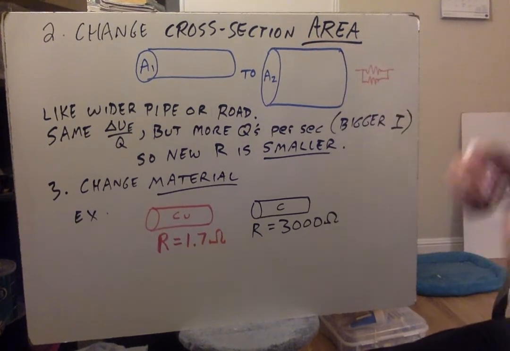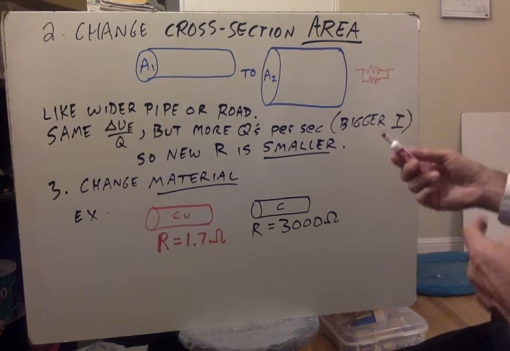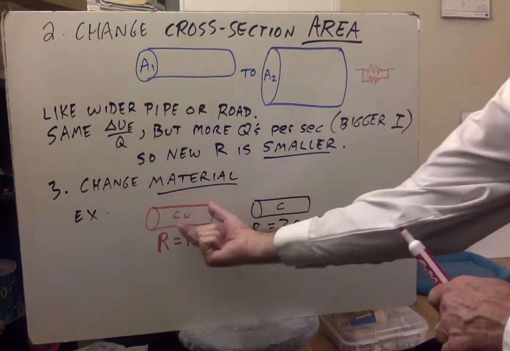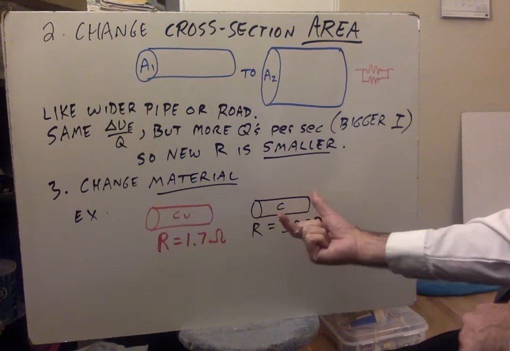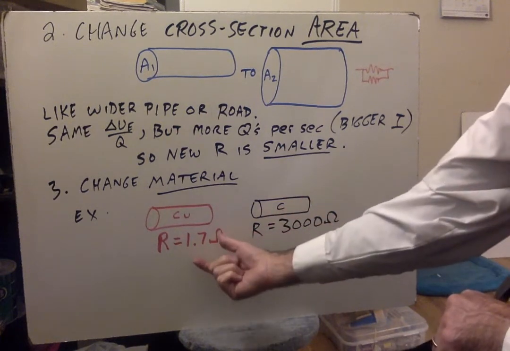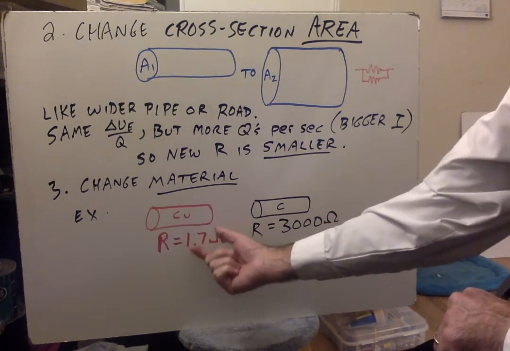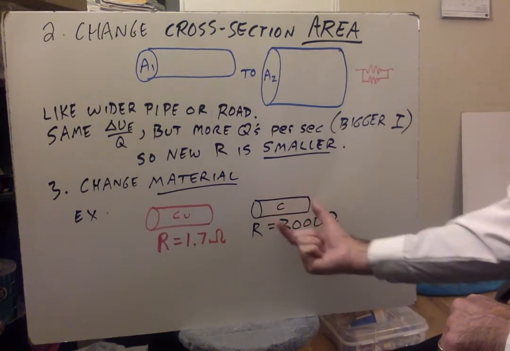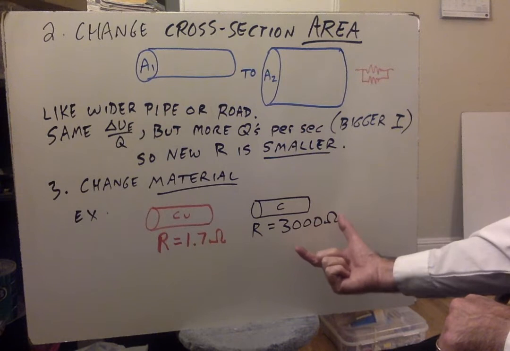Then the last thing we do, I hope you guessed this, was we could change the material. And here's an example. These are real numbers. If you have identical dimensions of copper and carbon, you can set it up and measure the resistance, and you'll find that the copper has a resistance of 1.7 ohms, but the exact same shape of carbon will have a resistance of 3,000 ohms.